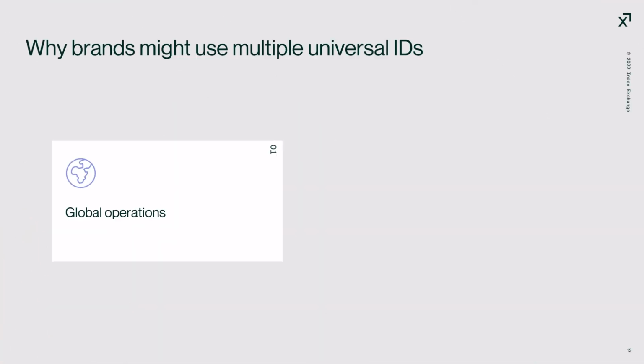Some final thoughts. Brands often ask if they'll need to use multiple universal IDs. The answer, possibly. There's two likely use cases that stand out. A, brands that have global operations. In this case, one universal ID might not have coverage in all regions where a brand is present. A brand will need to use more than one provider to ensure global reach.